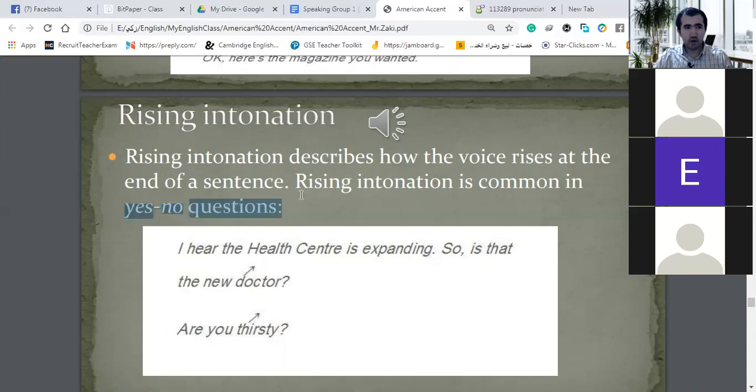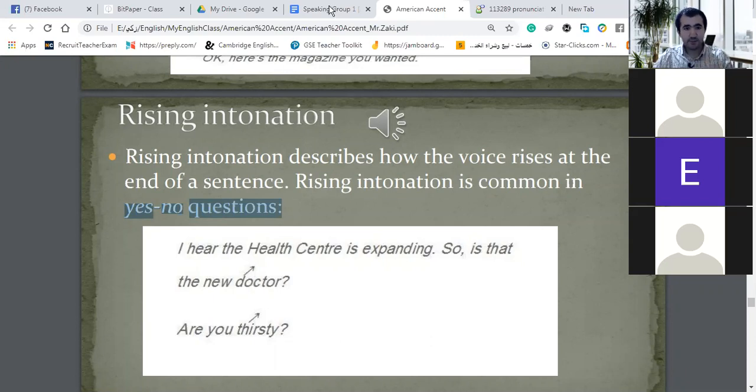So can you say that again? Can you say that again? All right. I hear the health center is expanding. So is that the new doctor? Is that the new doctor? This is a question. Is that the new doctor? Because the most important word in this question is doctor, so we stress it. And do we stress the two syllables? Doctor? No, we don't stress the two syllables. We stress only one syllable here. Doctor.